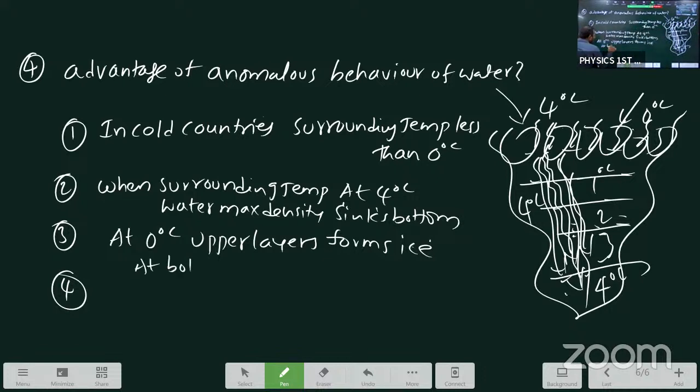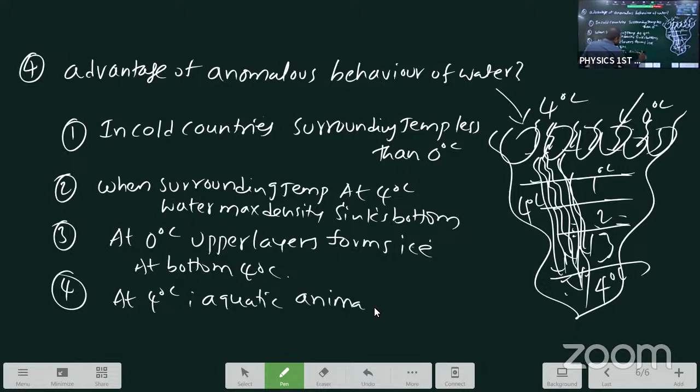At the bottom, the temperature is 4 degrees Celsius, the least. So, fourth point: at 4 degrees Celsius, aquatic animals are protected. This is the advantage of anomalous behavior, students.